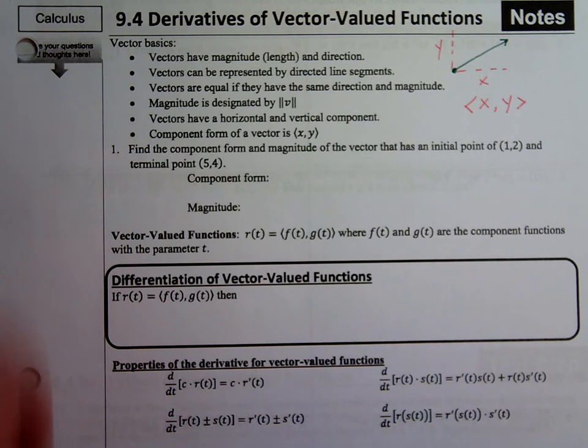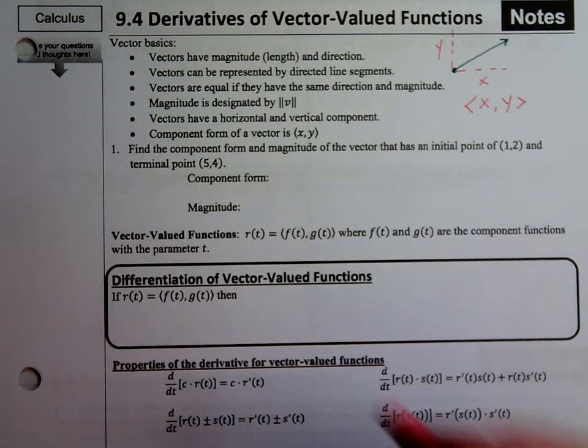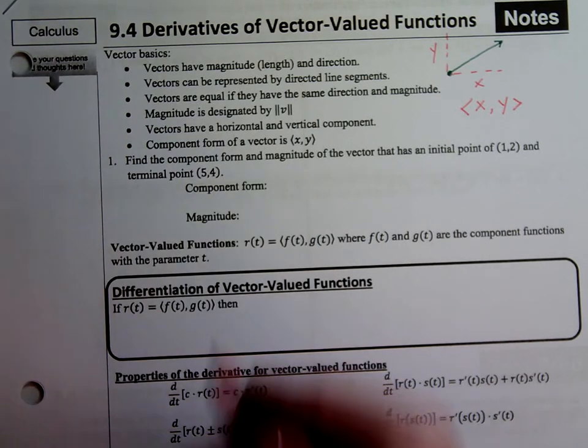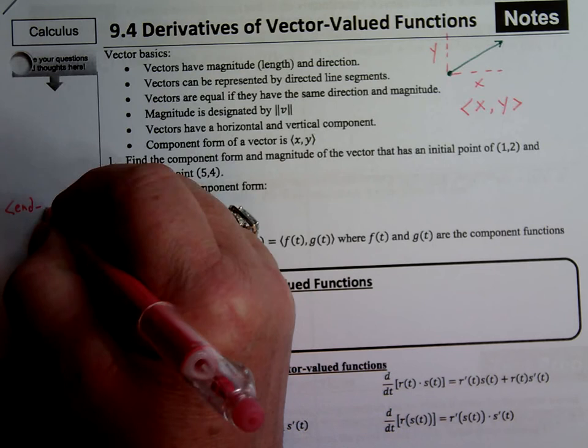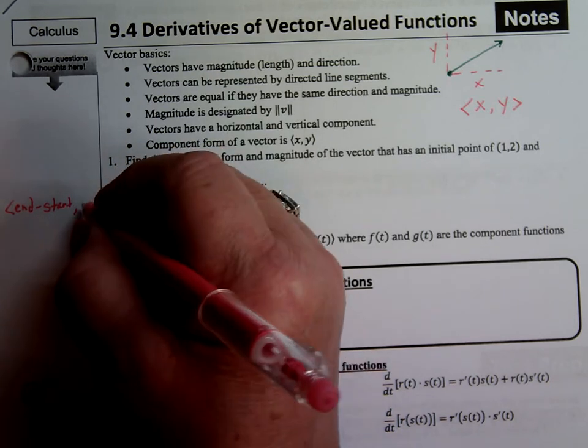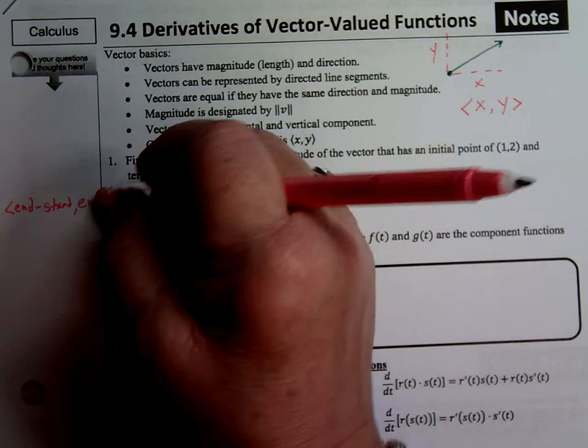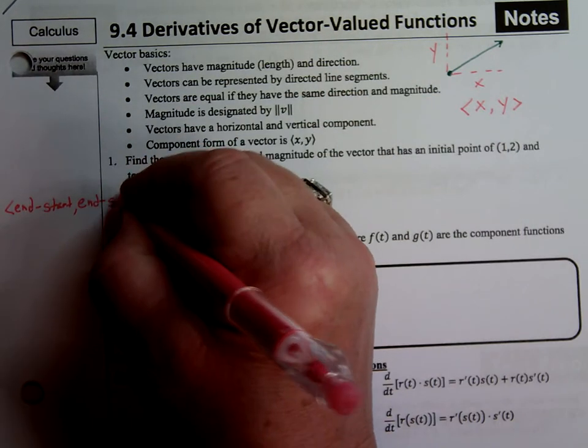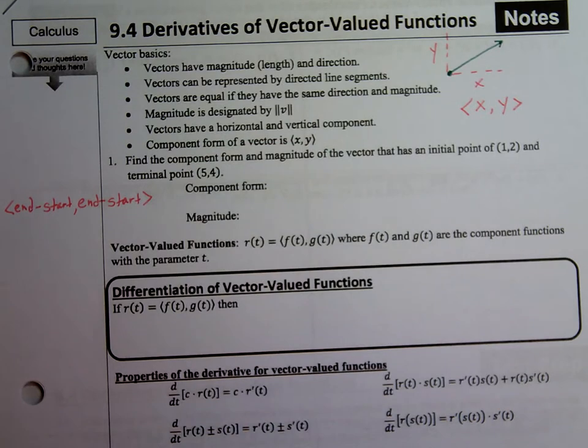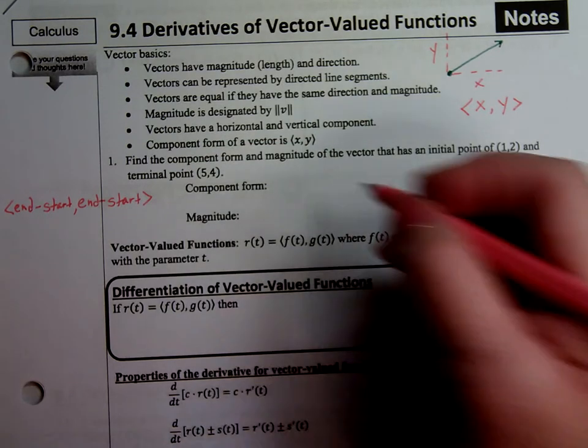So the first question says, find the component form and the magnitude of the vector that has an initial point of (1, 2) and a terminal point of (5, 4). If I'm looking at this, all I need to remember is that I take where it ends minus where it starts. And the same thing with the y component: where does it end and where did it start? If I subtract those two things, that's going to be the component of it. So, all right, let's check it out.